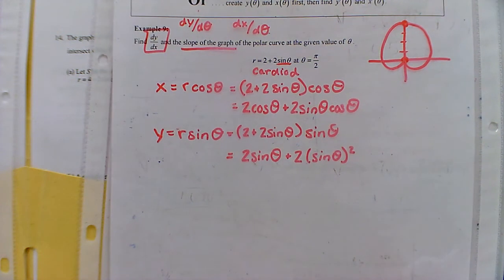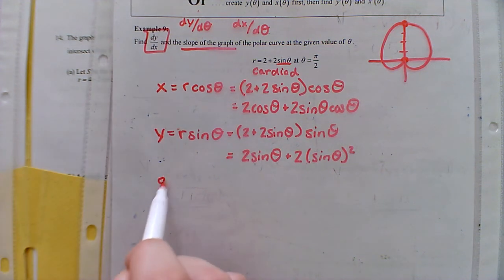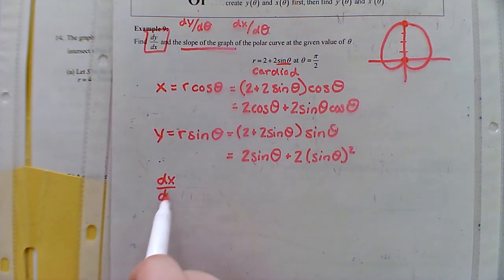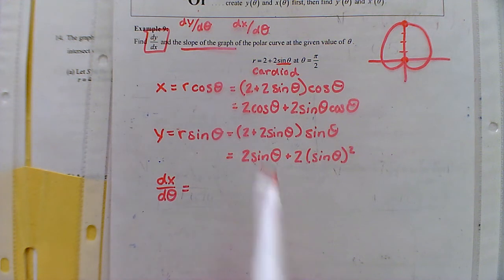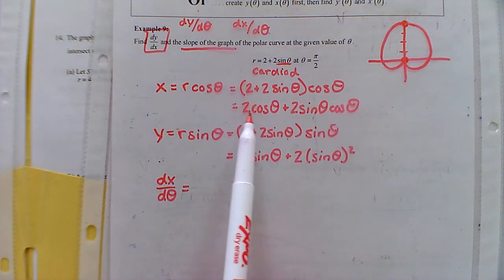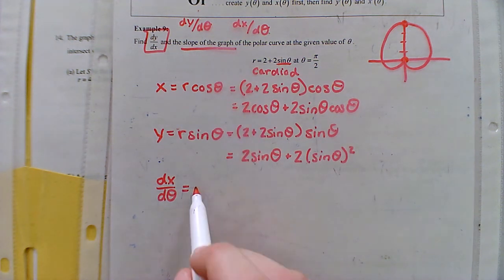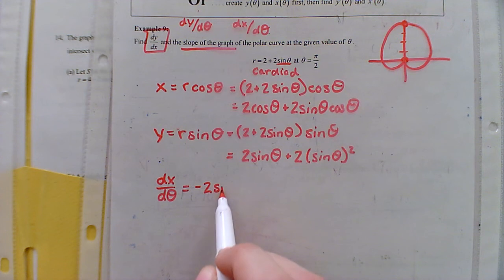So what we've got to do now is take the derivative of each one separately, and then we'll just combine them at the end to get our overall derivative dy over dx. So let's check out the x derivative first. This would be dx over d theta, because notice how our independent variable is theta. So we're just going to take the derivative as we work across our equation. We need the derivative of 2 cosine, so that would be negative 2 sine theta.